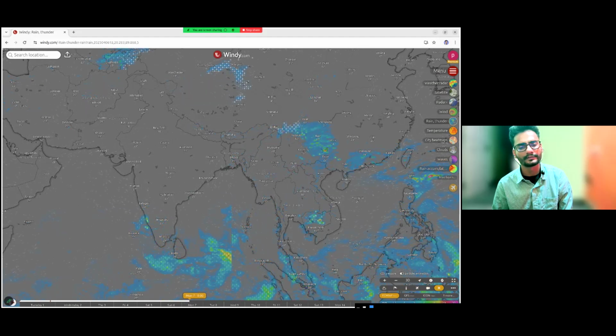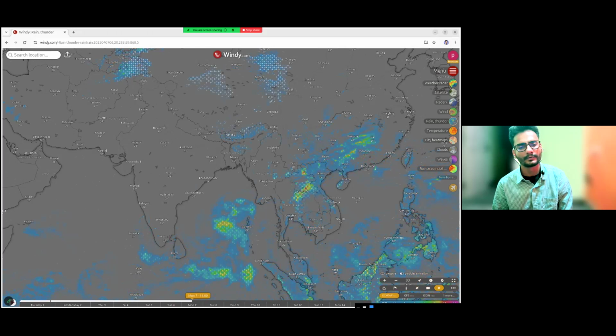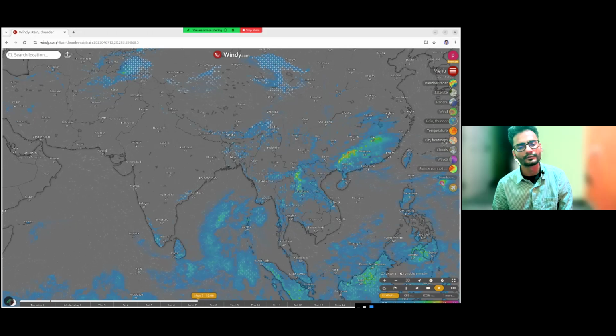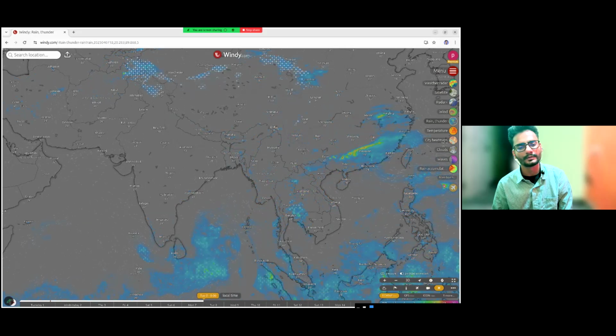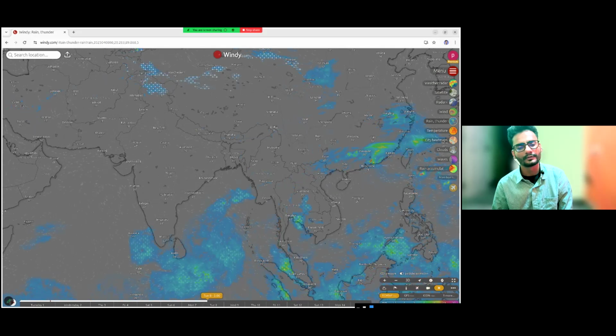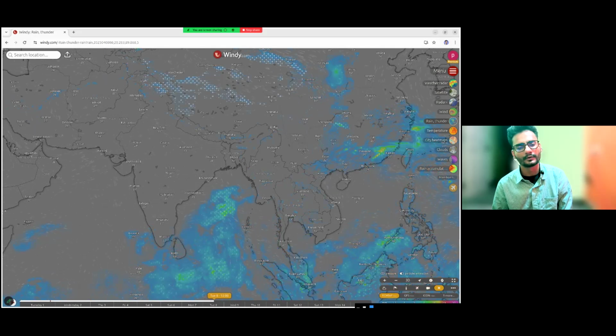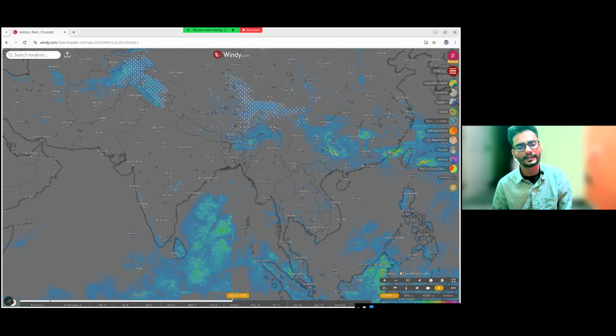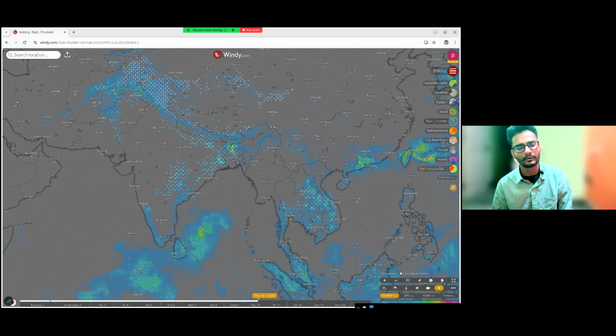By the 7th, it will withdraw further, and one more system, which will be moving from the Bay of Bengal toward southern peninsular India, will reach the Tamil Nadu coast, and it will start raining from the 8th or 9th of April. So it is still quite a long range forecast.